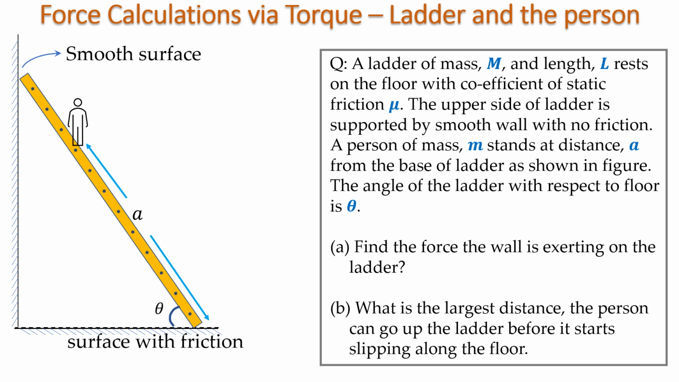Let me give you a brief description of the problem. The setup is shown in the figure. The floor has a friction with coefficient of static friction mu. The wall is smooth and therefore no friction. The angle of the ladder with respect to the floor and the length of the ladder are given, which are theta and L. The distance of the person along the bottom of the ladder is given, which is A.